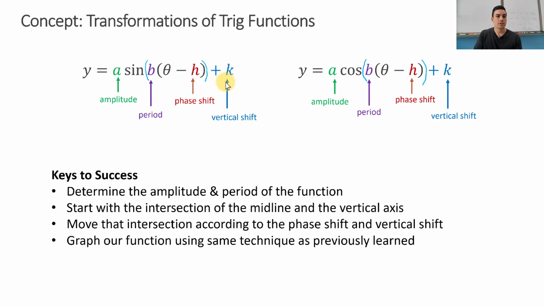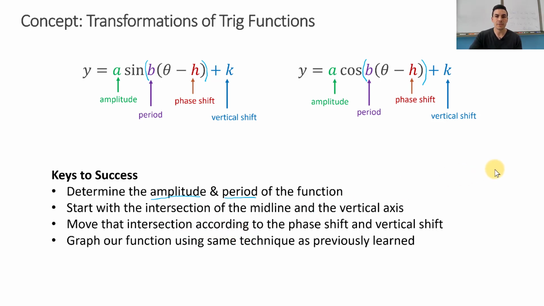Now, all of these can happen at the same time, so we're going to have a lot of transformations going on. So our keys to success here: we are going to determine first the amplitude and period of our function. Then we can start with the intersection of our midline and our vertical axis. That is kind of our starting point. And then any phase shift or vertical shift that we have is going to move that intersection. So think of it as moving just one point around my graph, and then we can graph our functions using the exact same techniques that we've used previously.